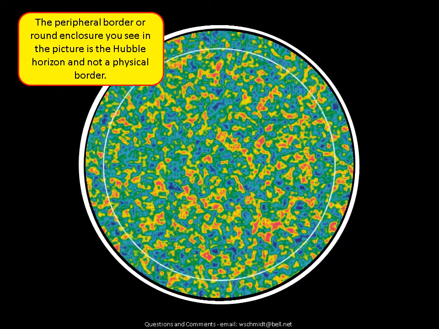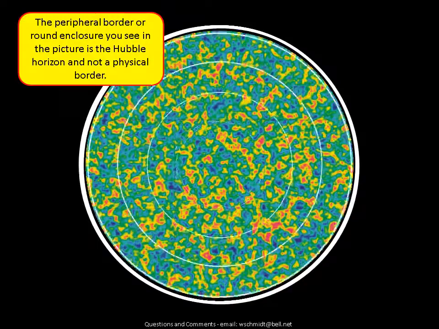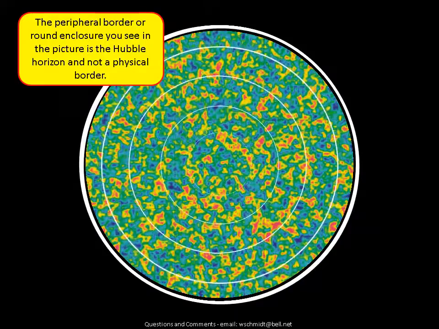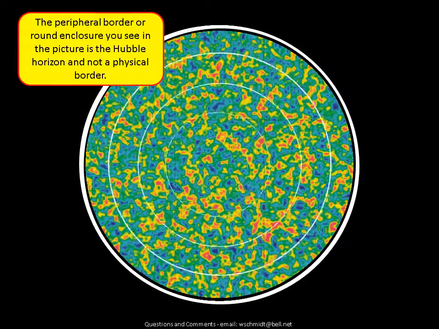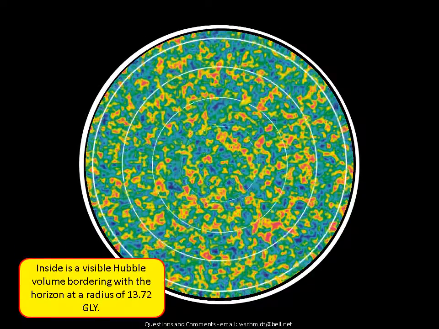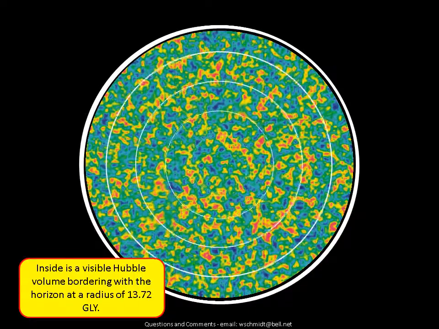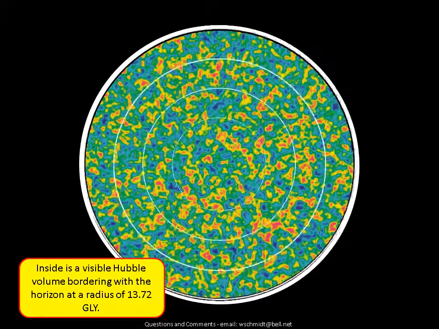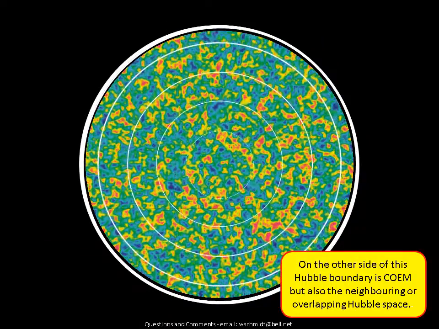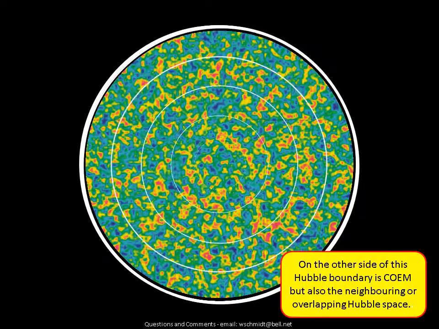The peripheral border or round enclosure you see in the picture is the Hubble horizon, and not a physical border. Inside is a visible Hubble volume bordering with the horizon at a radius of 13.72 billion light-years. On the other side of this Hubble boundary is COEM, but also the neighboring or overlapping Hubble space.